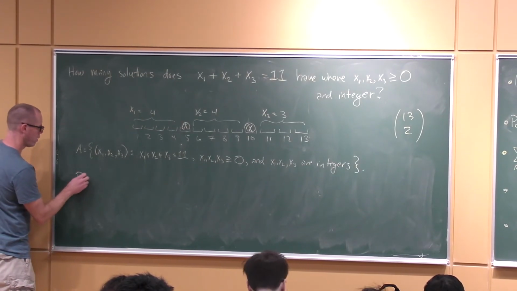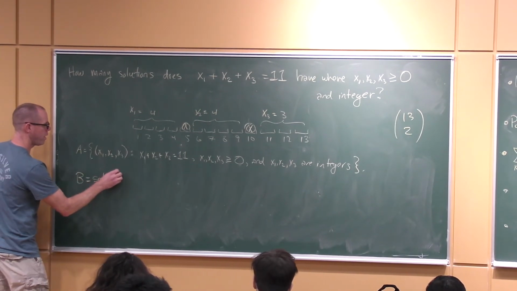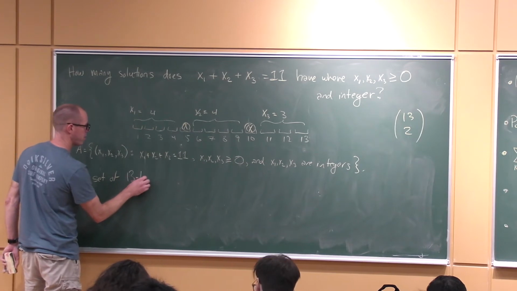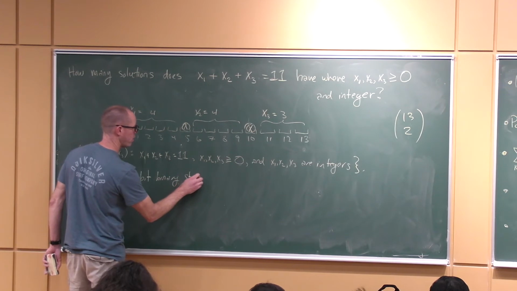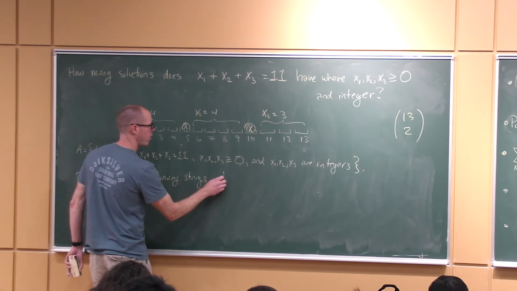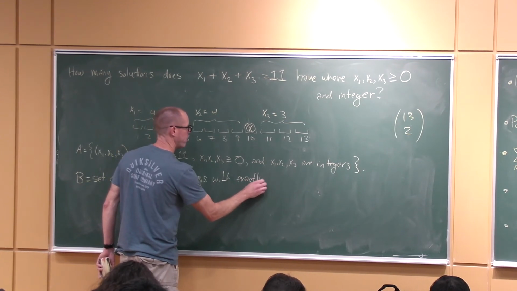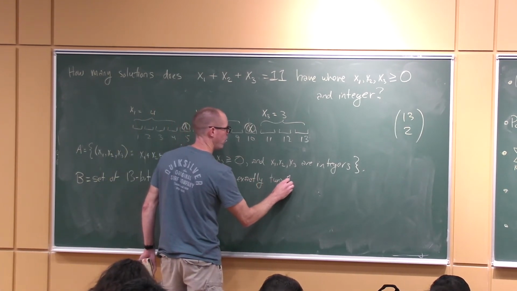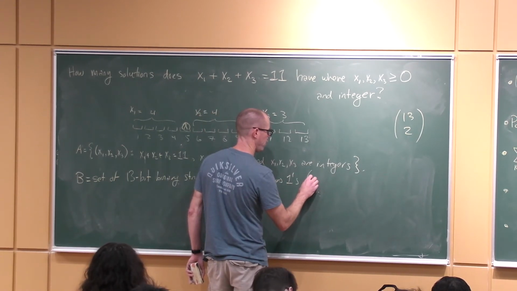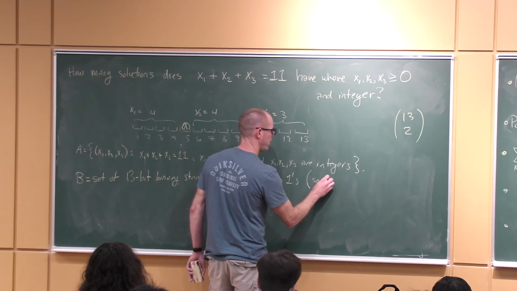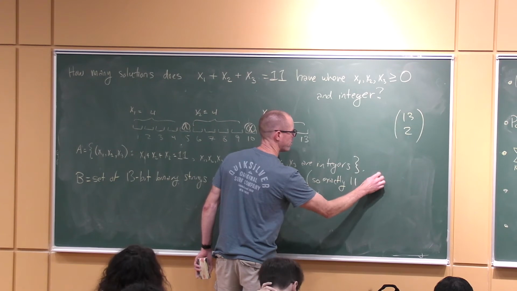B is equal to the set of 13-bit binary strings with exactly 2 ones, and therefore exactly 11 zeros.